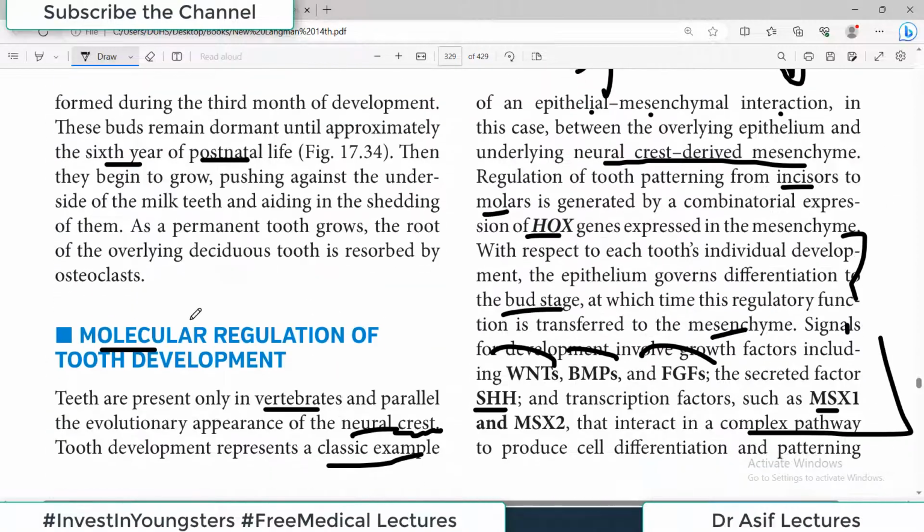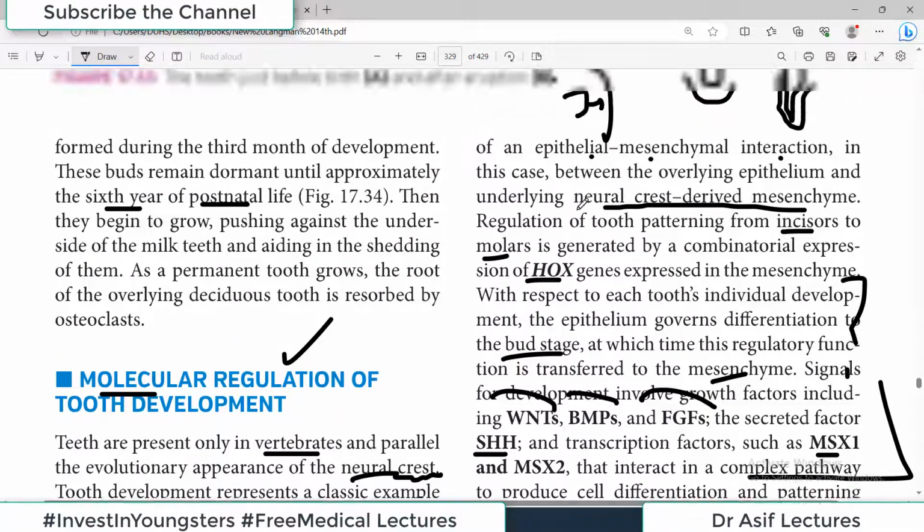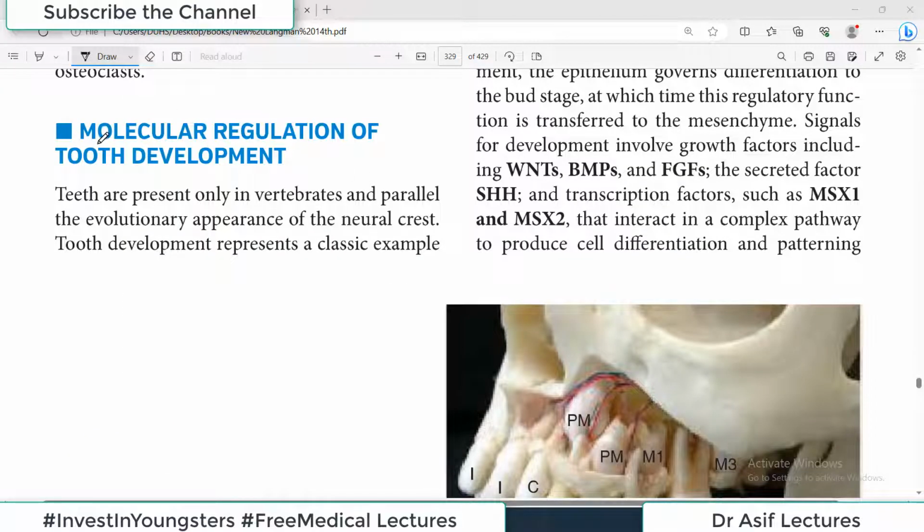So now we have to talk about the molecular regulation of teeth development. So we know some details about the molecular regulation of teeth development. पहली तो बात ये है कि teeth are present only in the vertebrates and parallel the evolutionary appearance of the neural crest. So neural crest जैसे जैसे appear होता गया, teeth की appearance मिलती गई हमें.